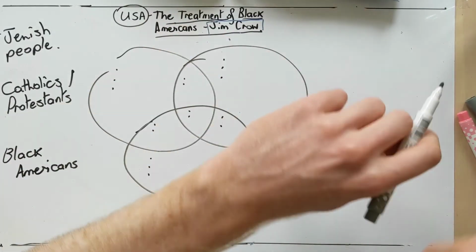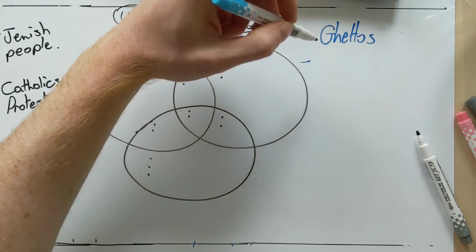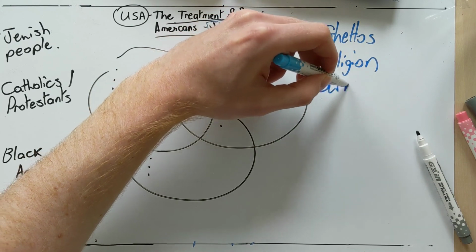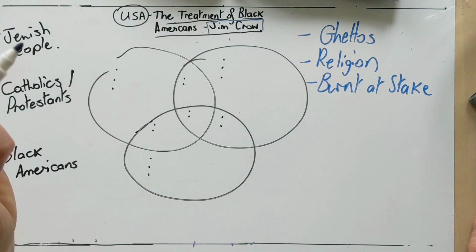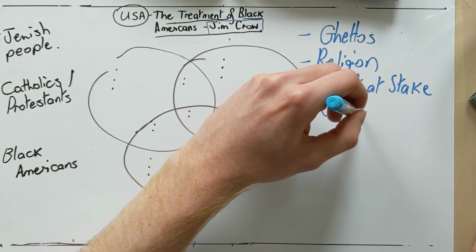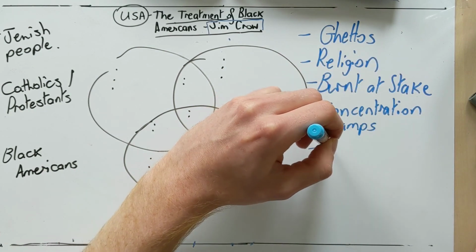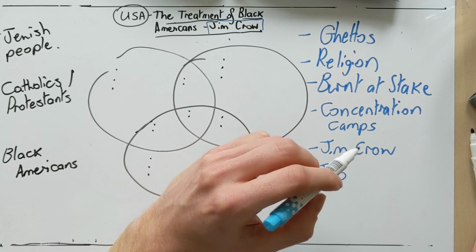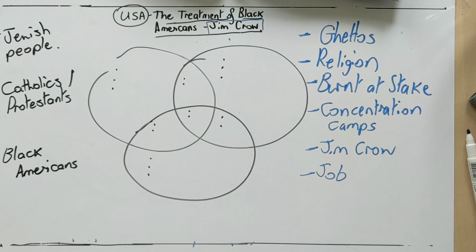Okay, so some keywords I want you to include in here. Ghettos. Religion. Burnt at stake. I want you to mention concentration camps. Jim Crow. Job opportunities. Okay.